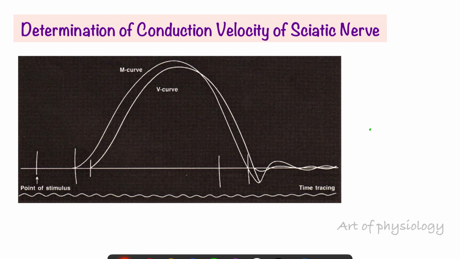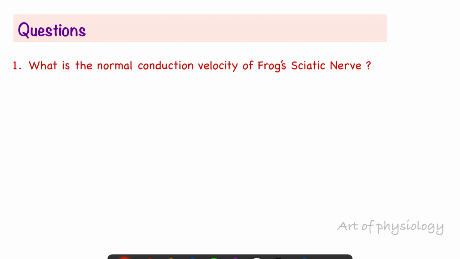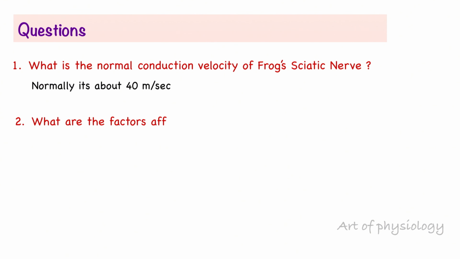From this graph, we have to calculate the conduction velocity by the equation. Conduction velocity is equal to S by T, distance by time taken. So here the distance we have to calculate from this graph, and the time taken we have to calculate from this time trace. Then we will get the conduction velocity of the sciatic nerve. And what is the normal conduction velocity of the frog sciatic nerve? The normal is around 40 meter per second.